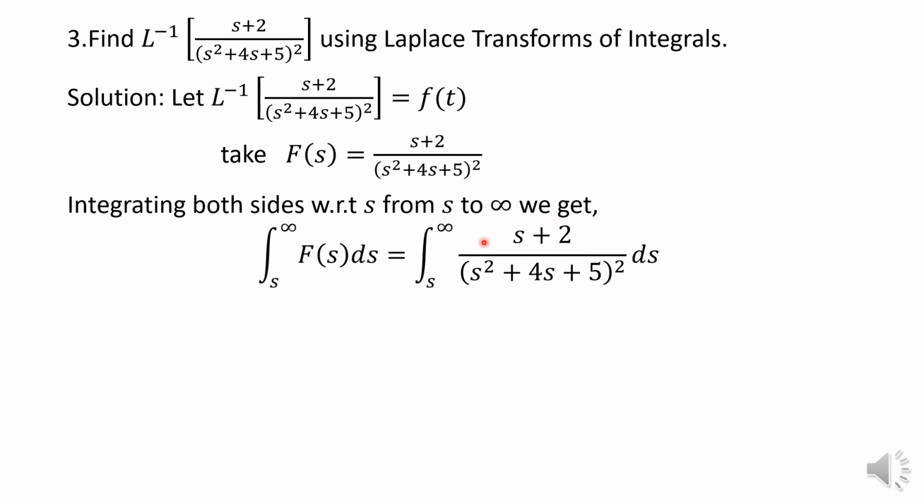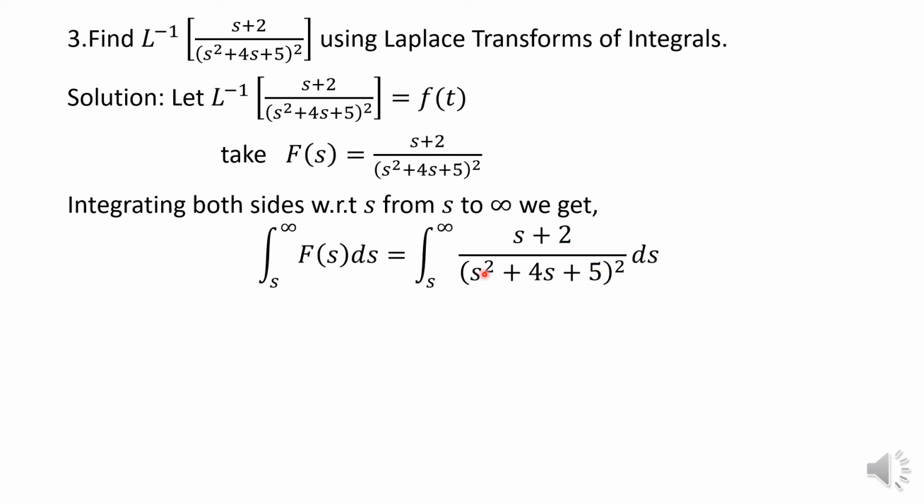Now if I integrate this one by substitution method, we can integrate this, because if I differentiate the denominator s square plus 4s plus 5, the derivative is 2s plus 4, but in the numerator we have only s plus 2. So for that you multiply and divide by 2. In that case, in the numerator I get 2s plus 4, which is the derivative of the denominator.